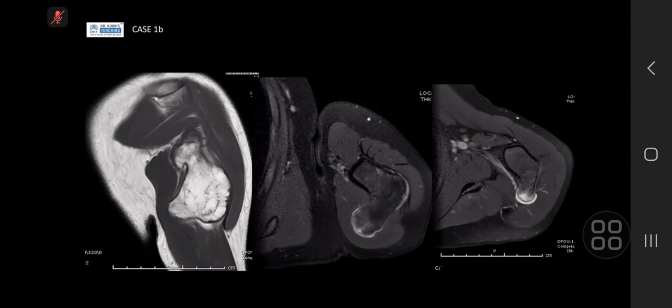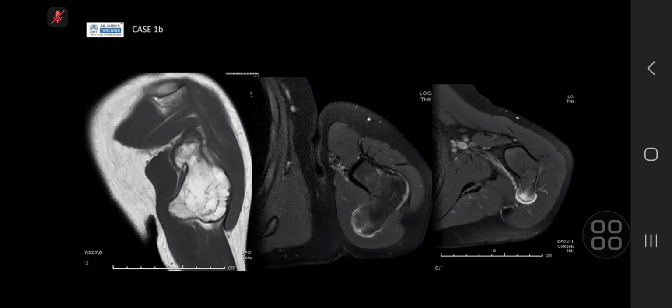In this T1 sagittal view, I see this is a bone sequence. The cartilage cap is visible in my T1 sequence. It is a continuous measurement in this set of the images.